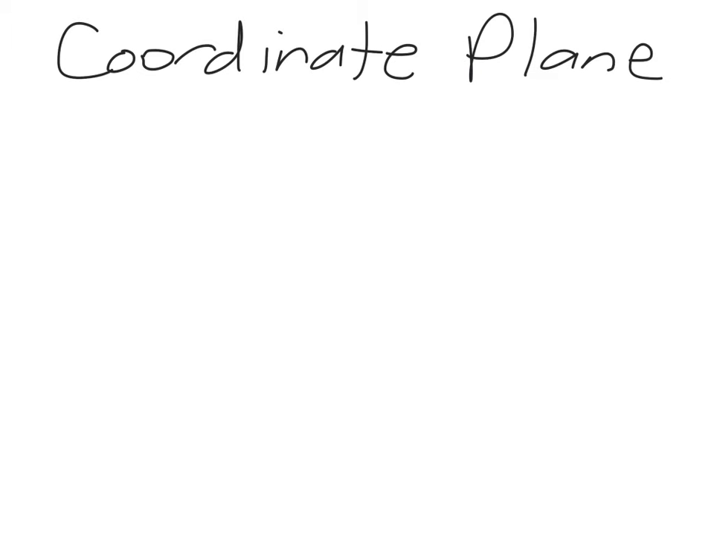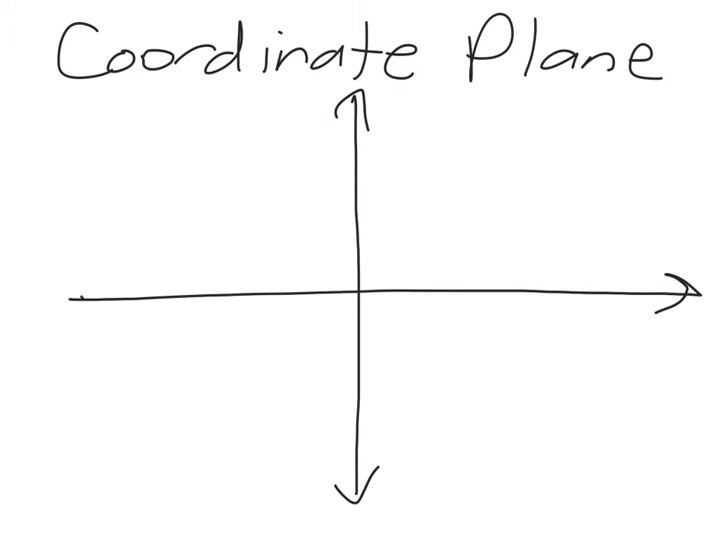If you remember, when we graph, we graph on what is called a coordinate plane. And if you remember, a coordinate plane looks like this. No, I'm kidding. That's a regular plane. A coordinate plane is made up of two axes, like so. The horizontal axis is known as the x-axis, and the vertical axis is known as the y-axis.